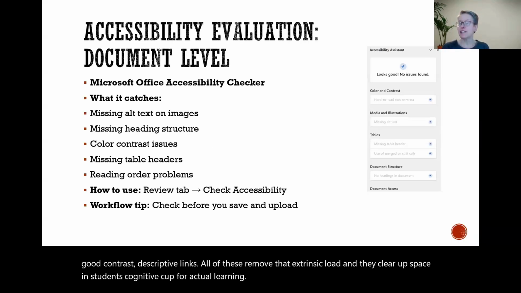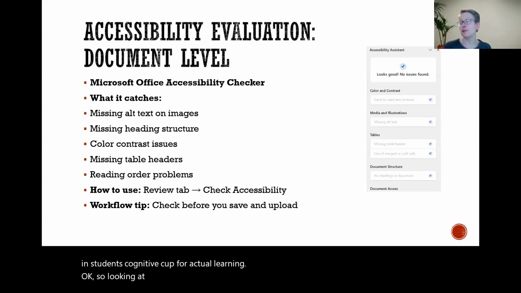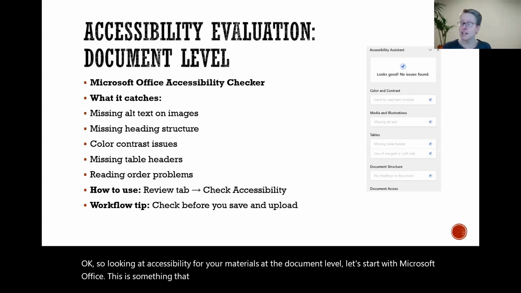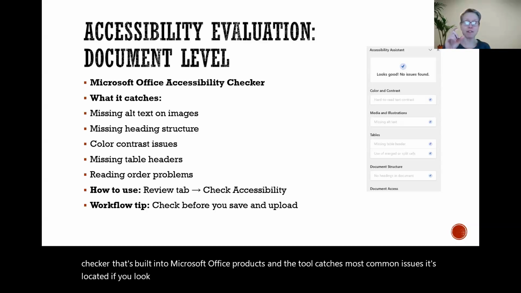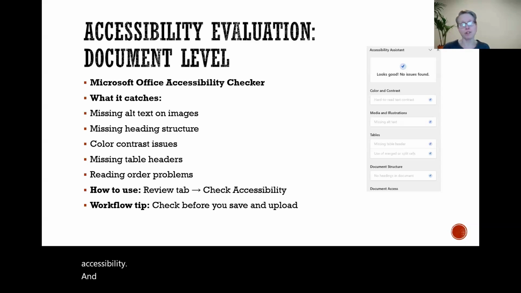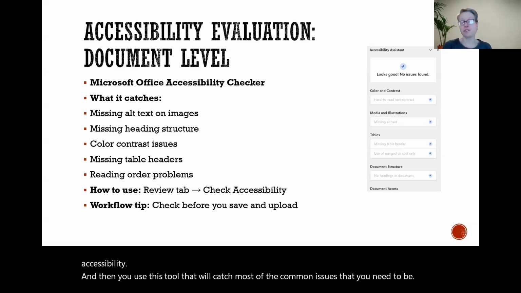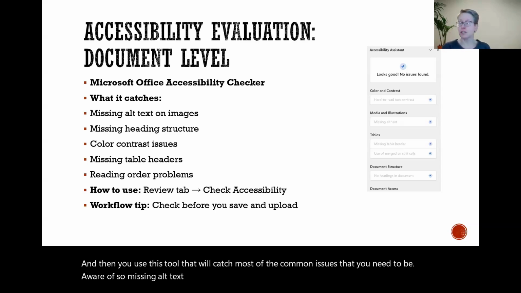Okay, so looking at accessibility for your materials at the document level. Let's start with Microsoft Office. This is something that most of you probably use, and you already have an accessibility checker that's built into Microsoft Office products. And the tool catches most common issues. It's located under the Review tab at the top, and then Check Accessibility. You use this tool, and it will catch most of the common issues that you need to be aware of. So missing alt text on images, missing heading structure, color contrast problems, missing table headers, and reading order issues are the most common things.